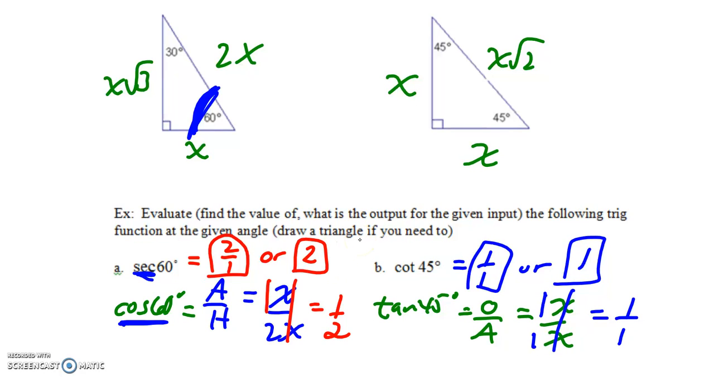The cotangent of 45 reminds me of the problem we did on the previous slide. The tangent of 45 is opposite over adjacent, which in this case, if this is my reference, is again x over x, which is really 1x over 1x. So if the x's cross out, I'm left with 1 over 1. The reason I left it this way is if I want to find the cotangent of 45, the reciprocal of 1 over 1 is still 1 over 1. So my answer is either 1 over 1 or just plain 1.